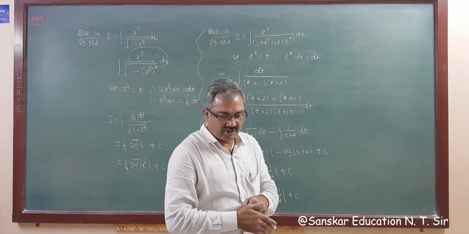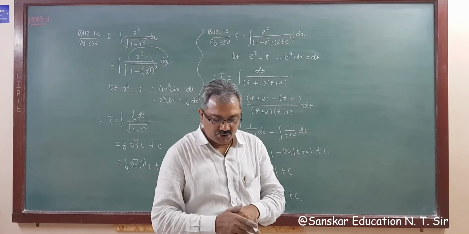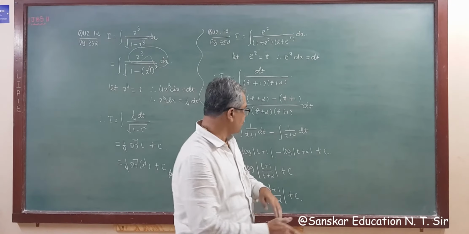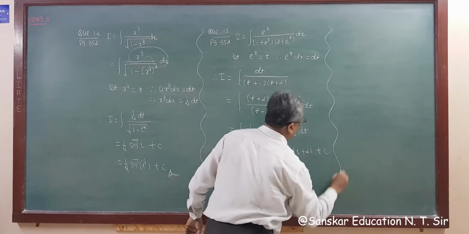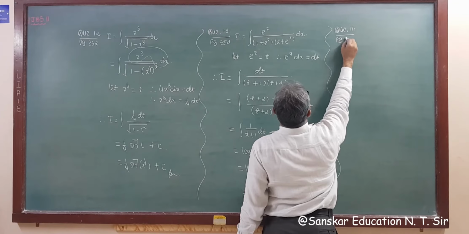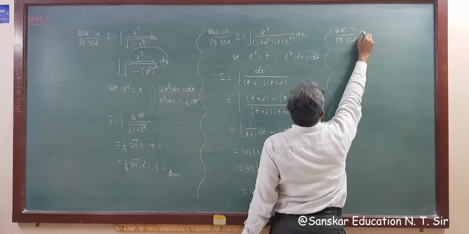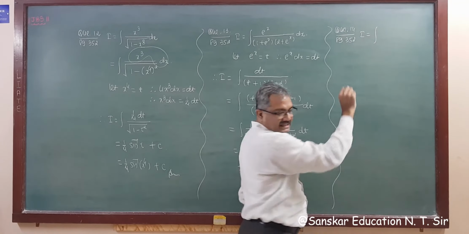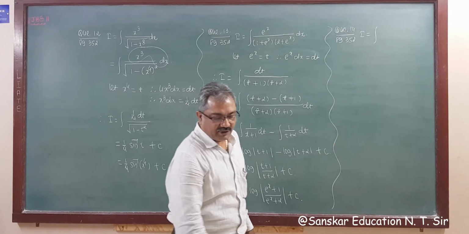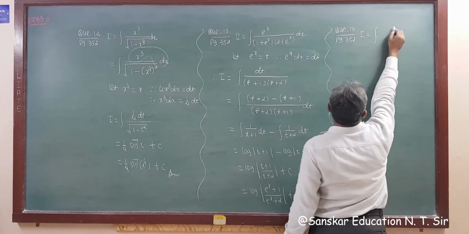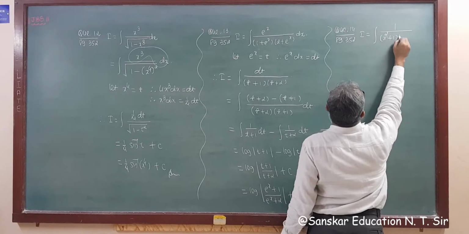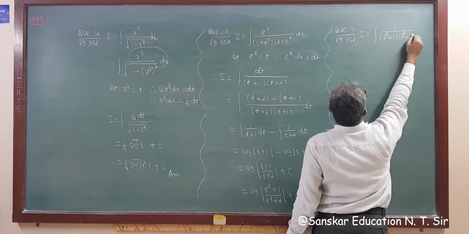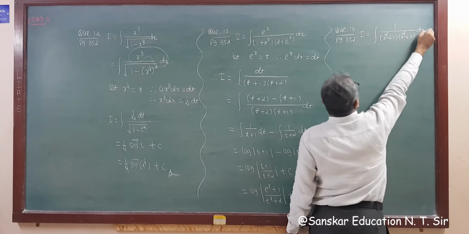Then question number 14, right? Question number 14 is also a nice question. Question number 14, page 352. I is equal to integration. Question 14 is 1 upon x square plus 1, x square plus 4 dx.